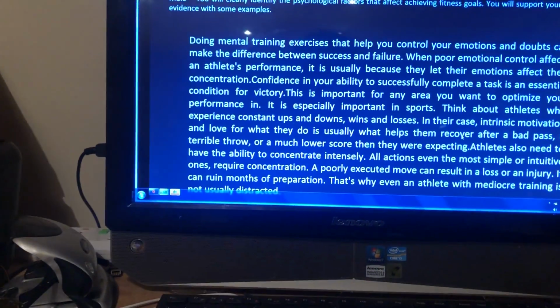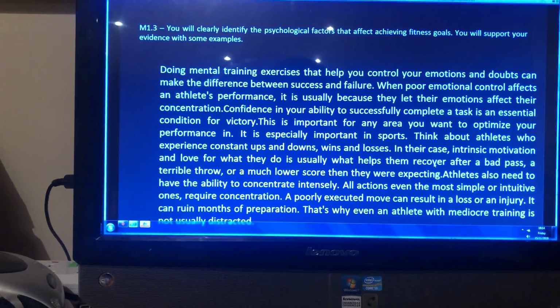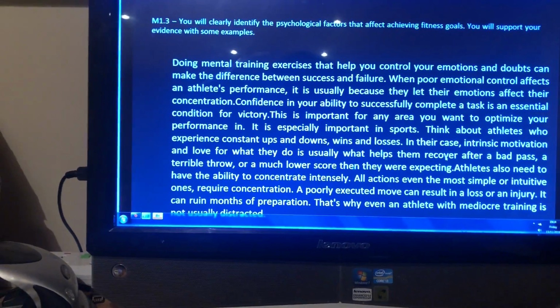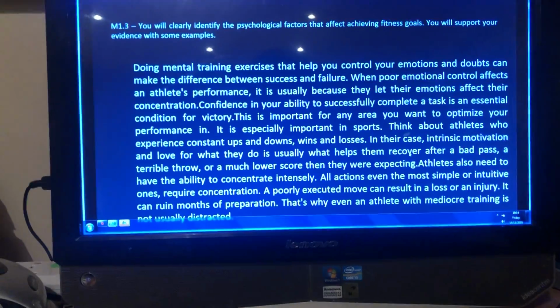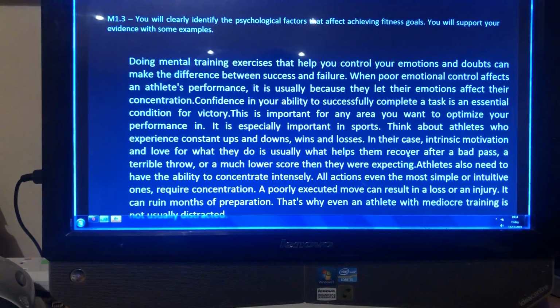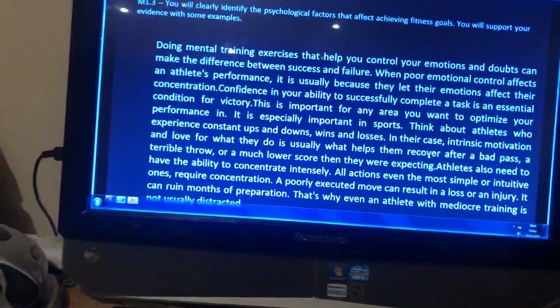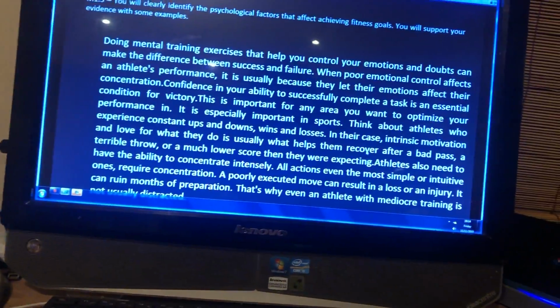Athletes also need to have the ability to concentrate intensely. All actions, even the most simple or intuitive ones, require concentration. A poorly executed move can result in a loss or injury. It can ruin months of preparation. That's why an athlete with mediocre training is not usually distracted.